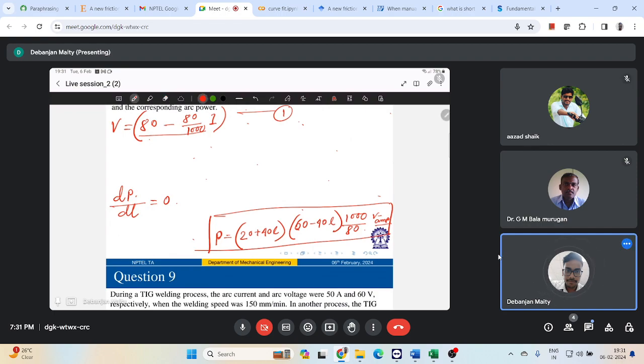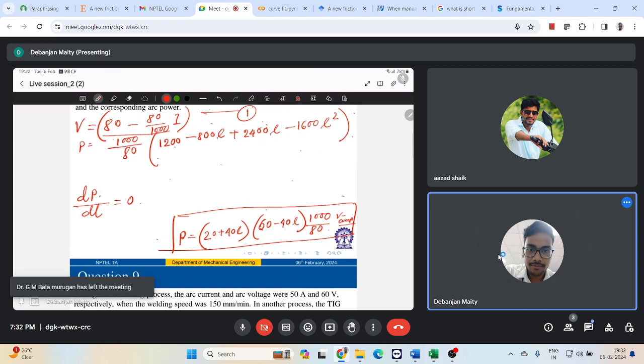So, what is power over here? Power is equal to 20 plus 40 L, this is 1000 by 80, into 1200 minus 800 L plus 2400 L minus 1600 L square. Is it not? Okay, sir.